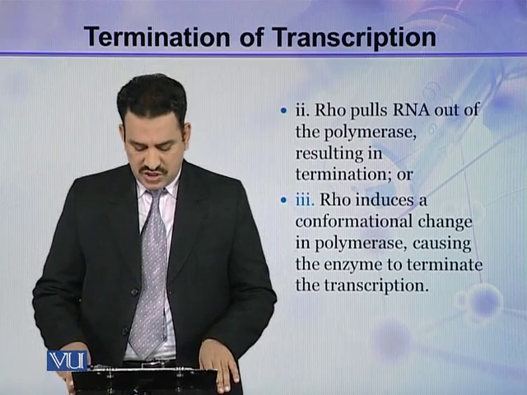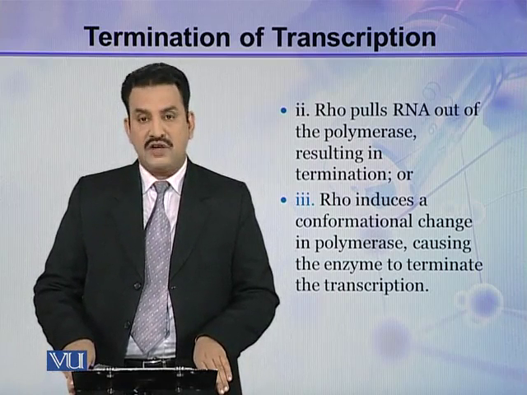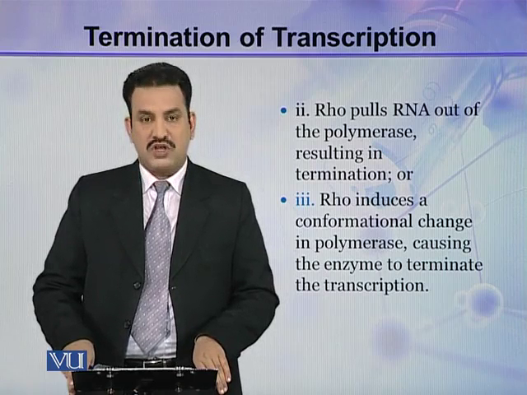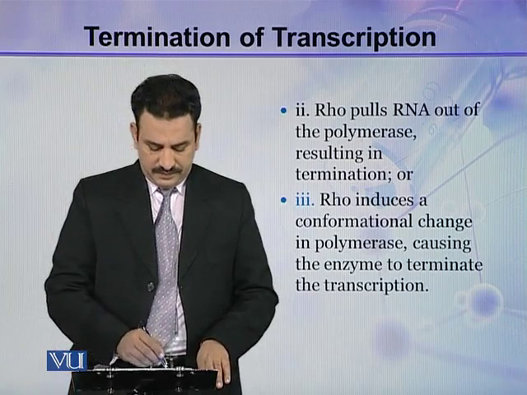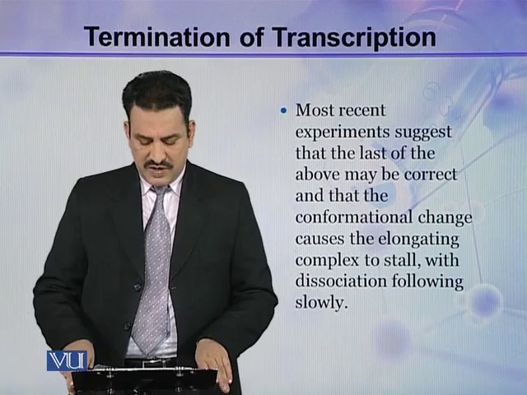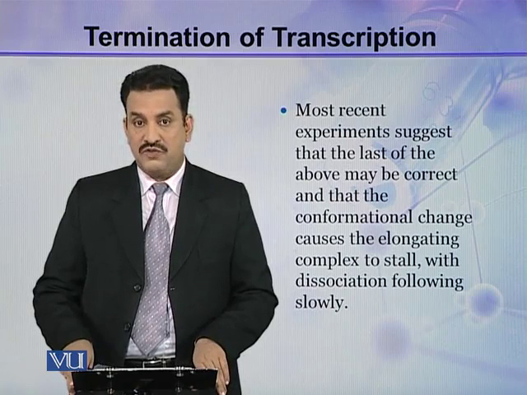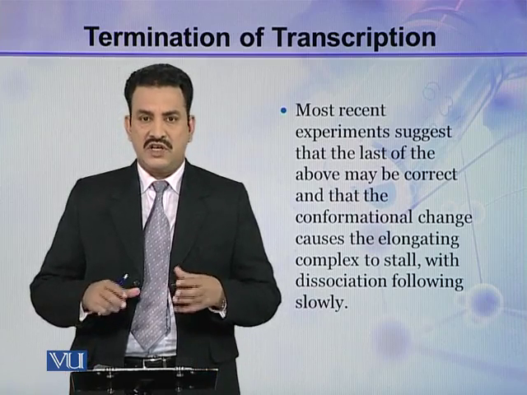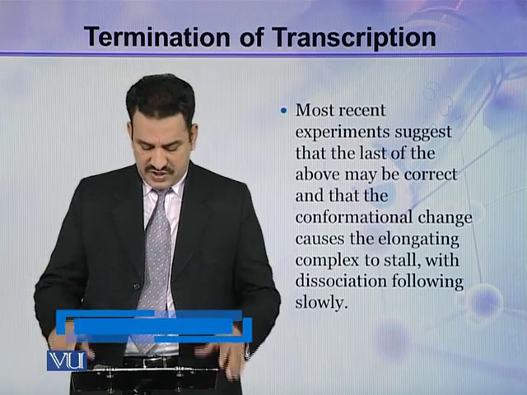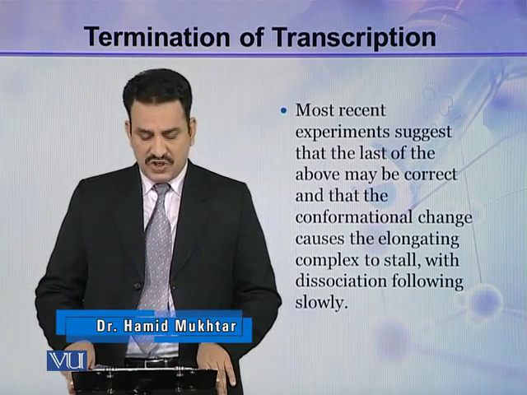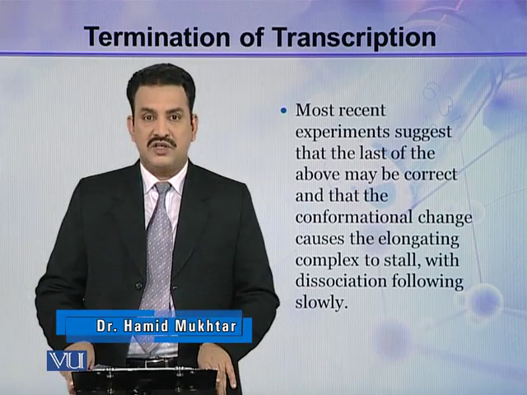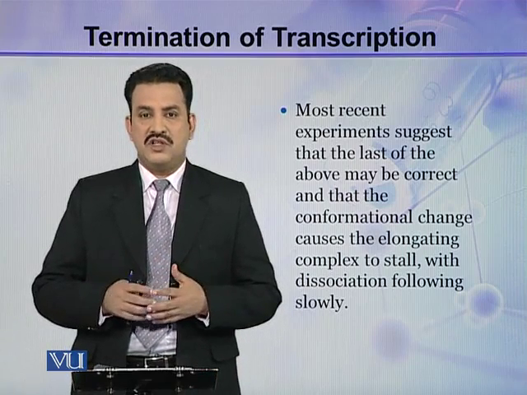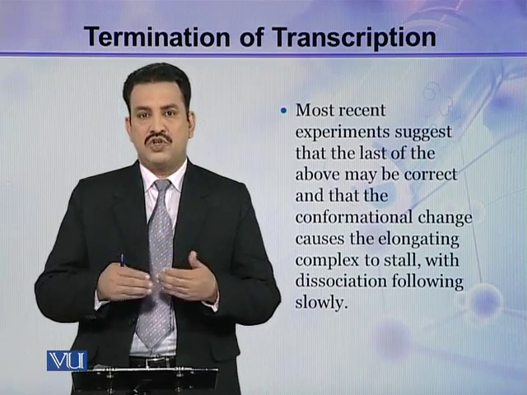The third explanation describes that Rho induces a conformational change in the polymerase, and this causes the enzyme to terminate the transcription. Most recent experiments suggest that the last of the above three explanations may be correct, which involves the conformational change in the RNA polymerase. That conformational change causes the elongating complex to stop, and this stoppage then is followed by the slow dissociation of this complex.